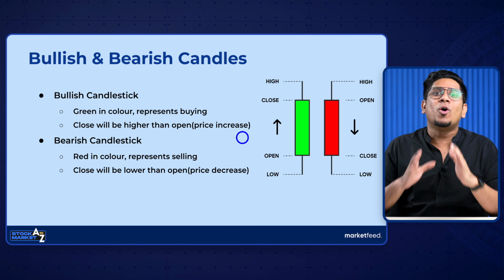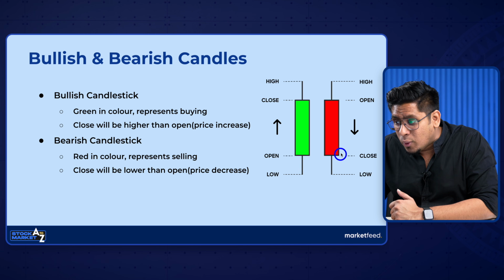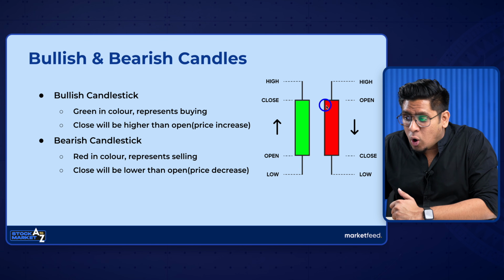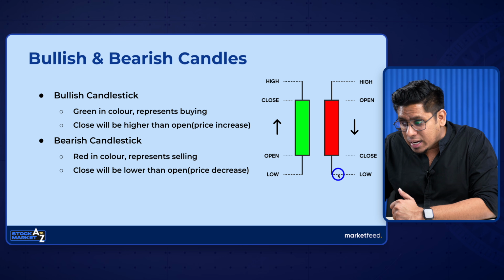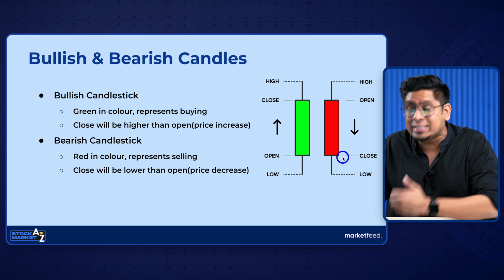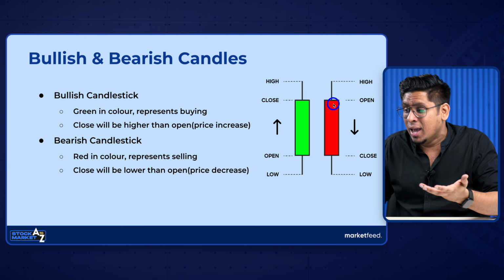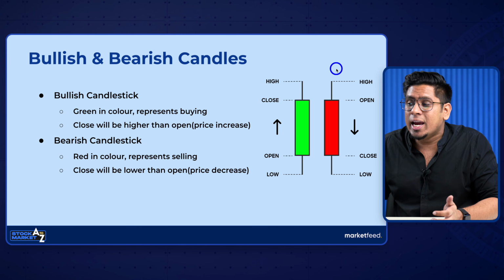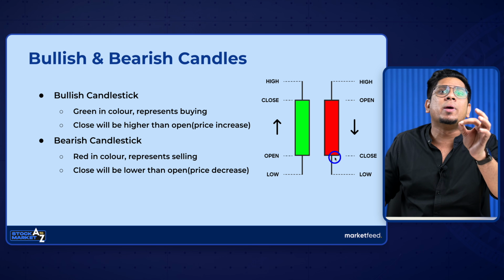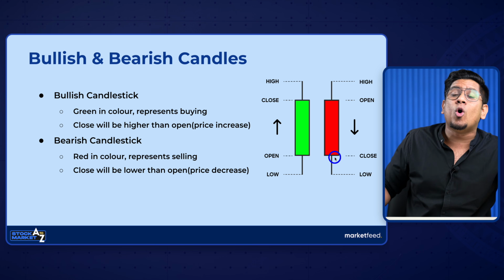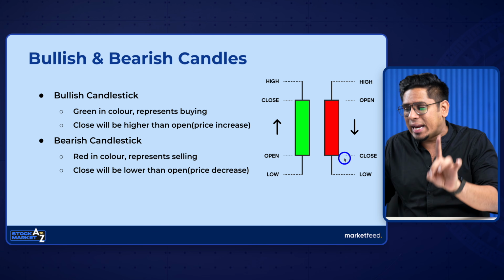A bearish candlestick or a red candle is just the opposite of that. As you can see here, the close is lower and the open is here. So the price opened at a higher price, then it probably moved up, then it came down, created a low, and then it closed at a price lower than the opening price. An example here might be, maybe it opened at 110 rupees, went up to 115 rupees, came down to 95 and closed at 100 rupees. So 100 is lower than the opening of 110. Correct? So that's exactly what a bearish candlestick or a red candle is, right?